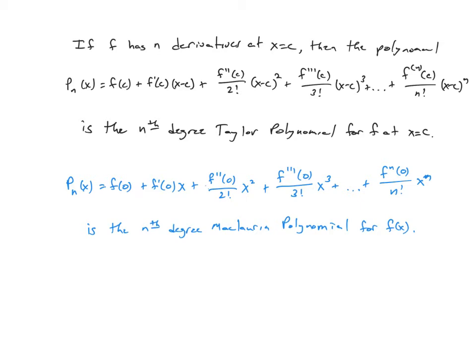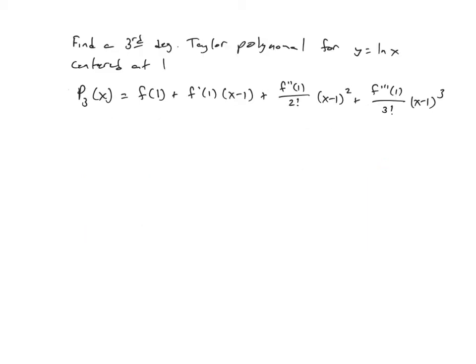So now that we have this definition of a Taylor polynomial, Maclaurin polynomial, our next job is going to be to find one for a particular function that we're working with. So in this case, our first example, we're going to find a third degree Taylor polynomial for the natural log of x, but we're going to center it at x equals 1.